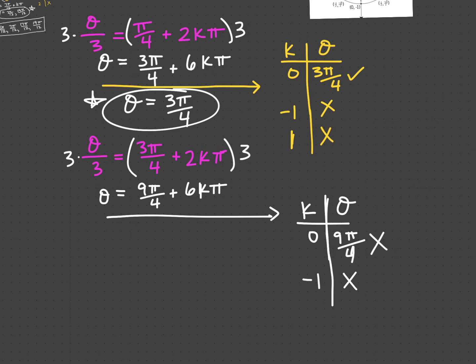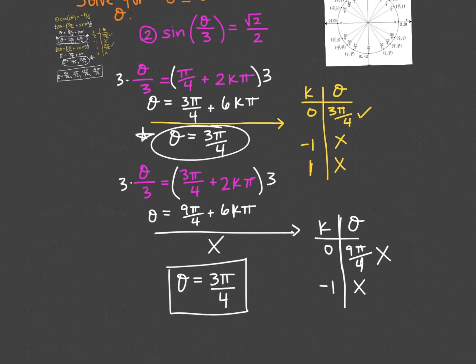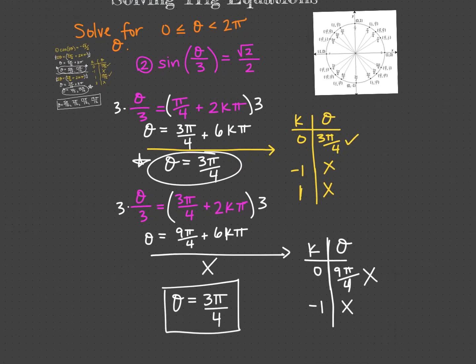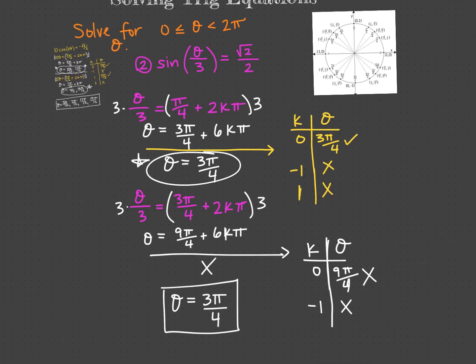I'm actually not going to put a no solution symbol there because this problem has a solution. It's 3 pi over 4. Just this particular equation from it doesn't. So I'll just put an X. So the only solution here is that theta equals 3 pi over 4. And that's the only one that works for the sine of theta over 3 equals root 2 over 2.